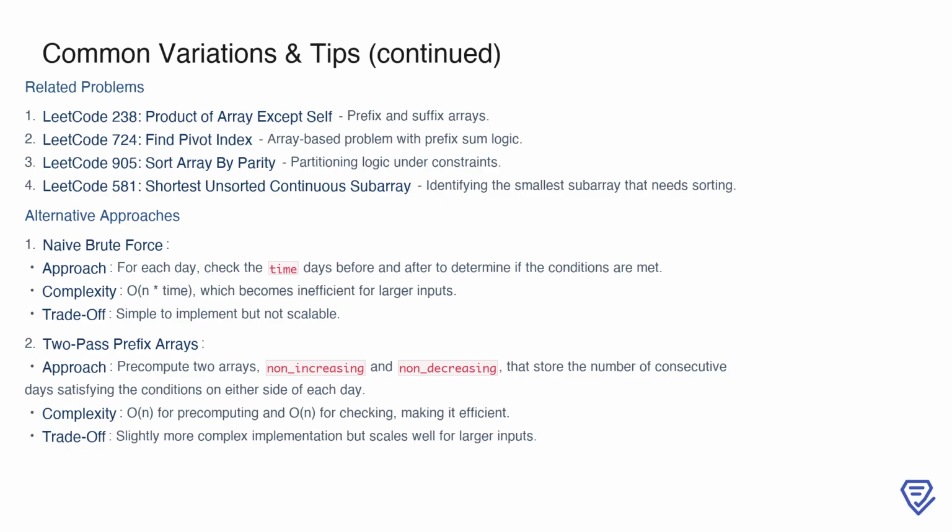When it comes to alternative approaches, the naive brute force method involves checking the time days before and after each day to determine if the conditions are satisfied. However, this approach has a time complexity of O(n * time), making it inefficient for larger inputs. While simple to implement, it's not scalable. A more efficient strategy involves using two-pass prefix arrays. Here, you pre-compute two arrays, non-increasing and non-decreasing, to store the number of consecutive days that meet the conditions on either side of each day. This method achieves O(n) complexity for both pre-computing and checking, making it a scalable yet slightly more complex solution.